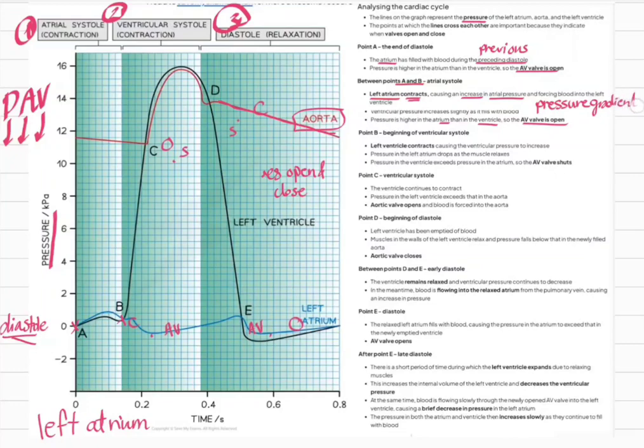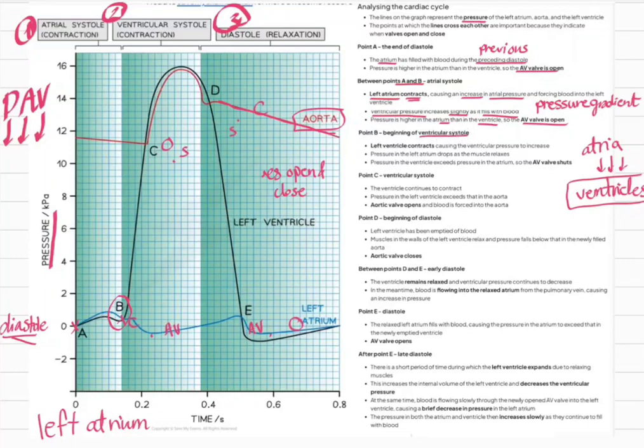And the ventricular pressure increases slightly as it fills with blood. The blood is flowing from the atria to the ventricles, on the left side. So as time moves on, the ventricle pressure increases slightly as more blood fills it. The pressure was higher in the atrium than the ventricle, so the AV valve is open. At point B here, that's the beginning of the ventricular systole.